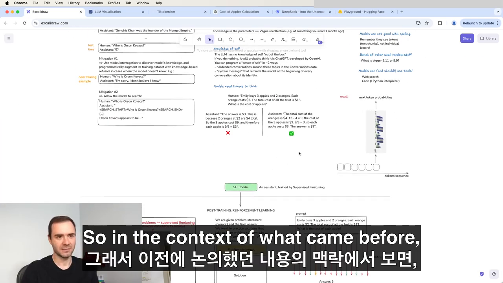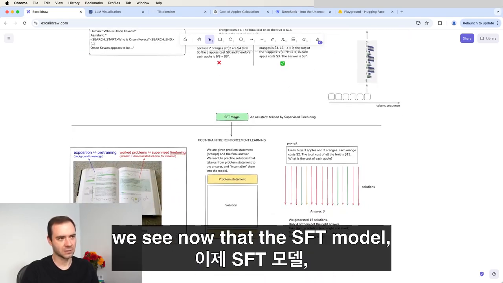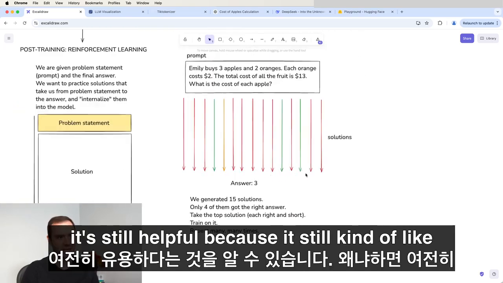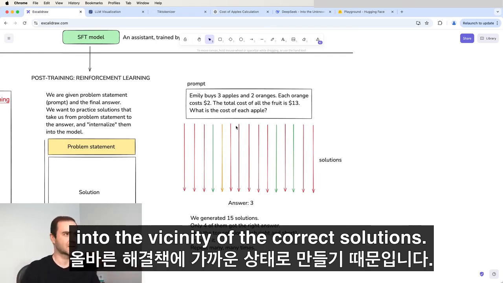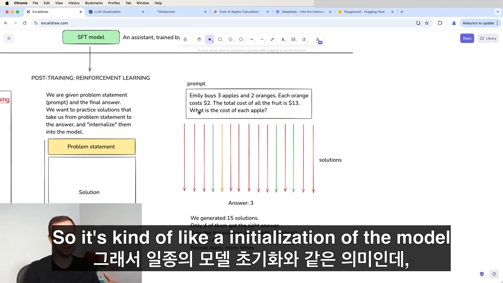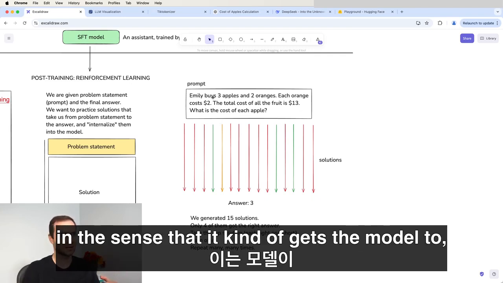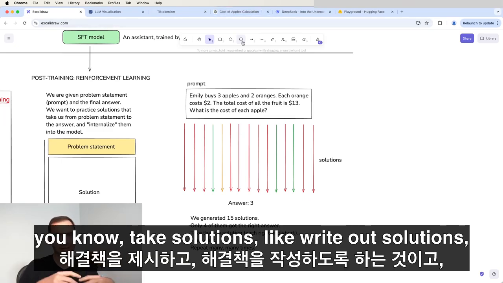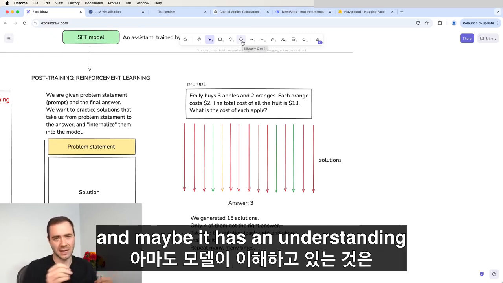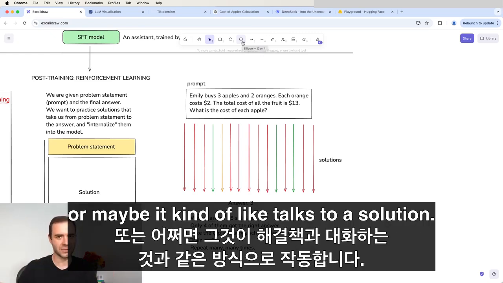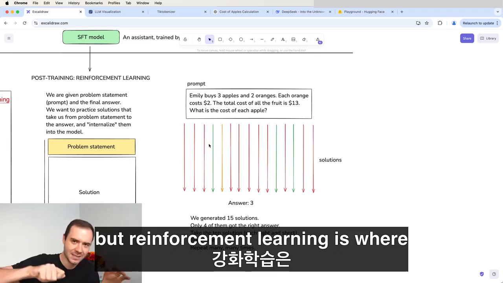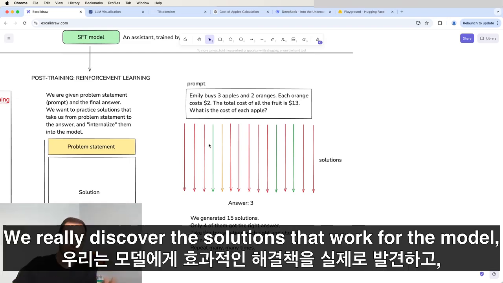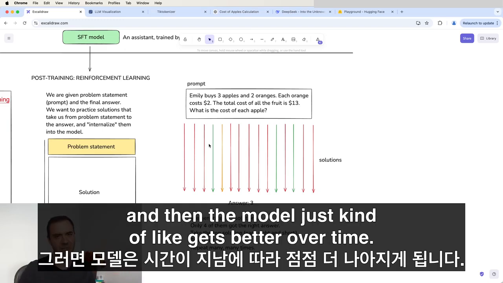So in the context of what came before, we see now that the SFT model, the supervised fine-tuning model, is still helpful because it still kind of initializes the model a little bit into the vicinity of the correct solutions. It gets the model to write out solutions, and maybe it has an understanding of setting up a system of equations, or maybe it talks through a solution. So it gets you into the vicinity of correct solutions. But reinforcement learning is where everything gets dialed in. We really discover the solutions that work for the model, get the right answers, we encourage them, and then the model just gets better over time.